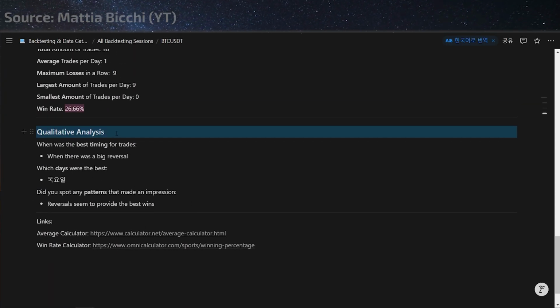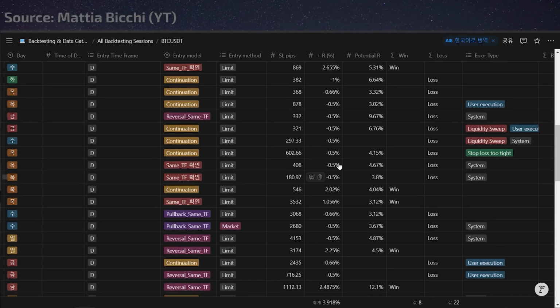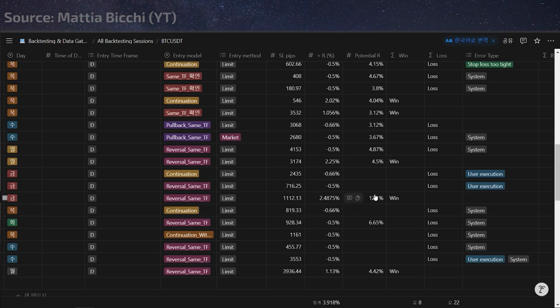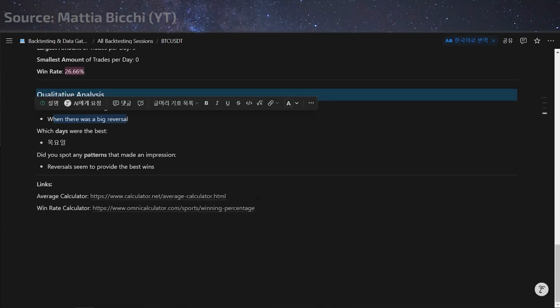As for the qualitative analysis, we have that the best time for trading is when there's a big reversal. As you guys will be able to tell here, I got around 3.55 out of 1. Also, I got, for example, a 2.49% win, but that was because I was using some trade rules. Else it would have been around 5% of wins.